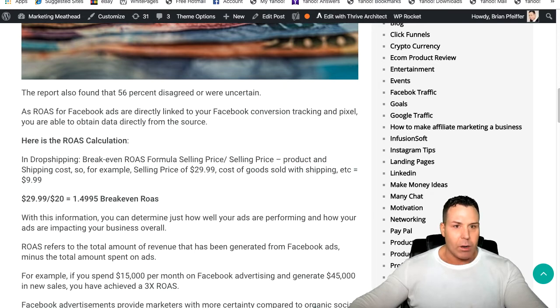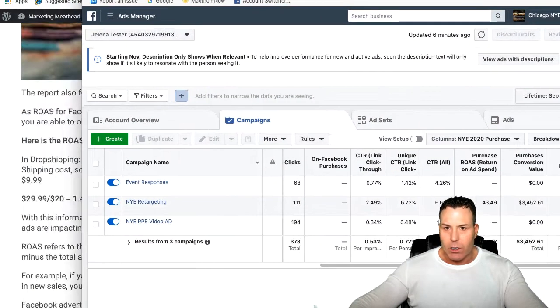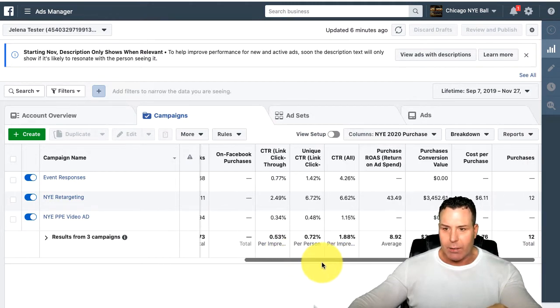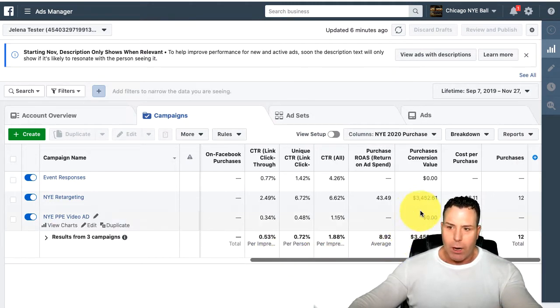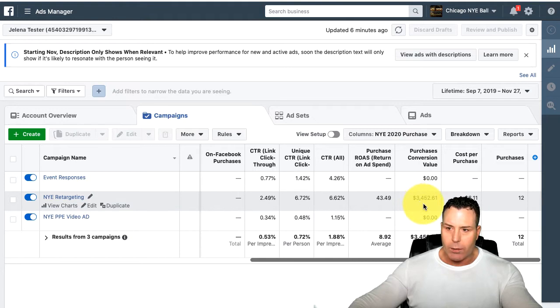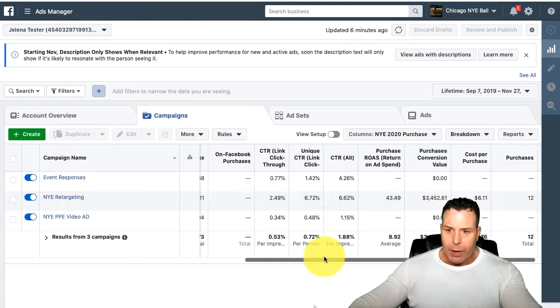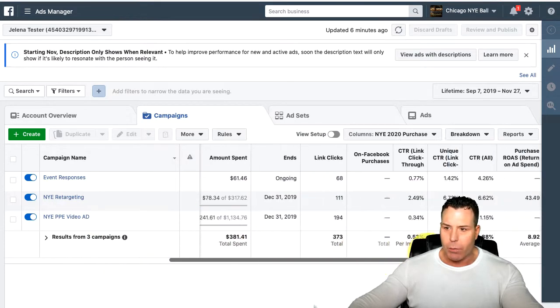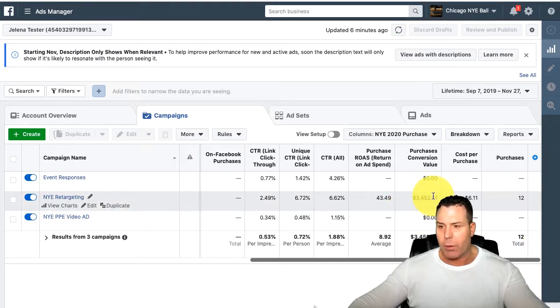So let me show you an example in one of my ad accounts, just so you can see what I'm doing here. Now, this is a campaign I'm running for New Year's, but it's similar. Now, here's my purchase conversion value, this 3452.61, and this is what I've spent so far on this particular campaign. This is my retargeting campaign. So I've spent $78.34. That's it, $78.34.